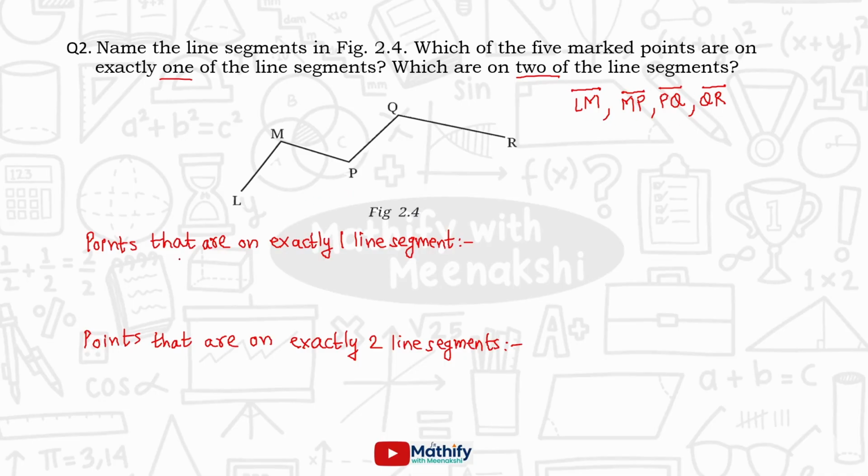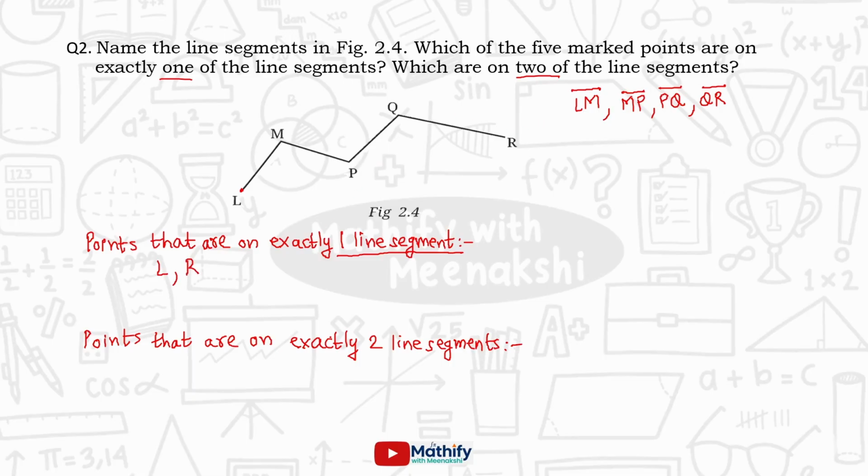They are asking first for points that lie on exactly one line segment. Just see, point L lies on only one line segment, that's LM, so you can write L. Then if you see point M, no, point M lies on both line segments LM and MP, and P lies on both line segments MP and PQ. Then Q lies on both line segments QP and QR. Then we'll write R, because R just lies on QR.